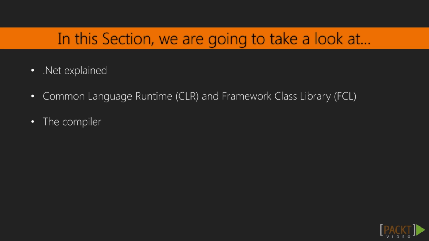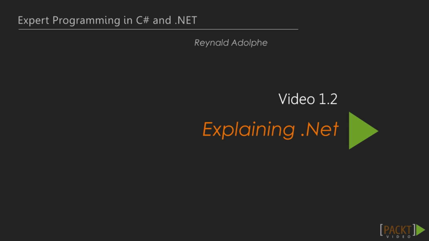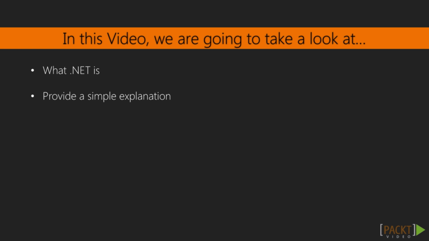In this section, we are going to take a look at what .NET is and basically explain it. Then we'll talk about the common language runtime environment in addition to the framework class library. And then we'll follow that up with a deep discussion of the compiler, how it works, and all its different components. But for now, let's move on to the first video of this section that deals with .NET and explain exactly what it is.